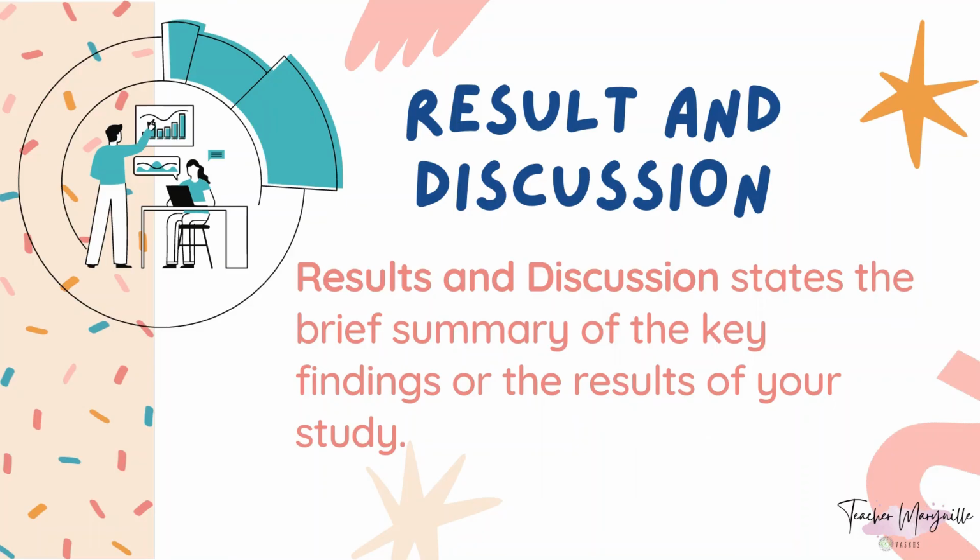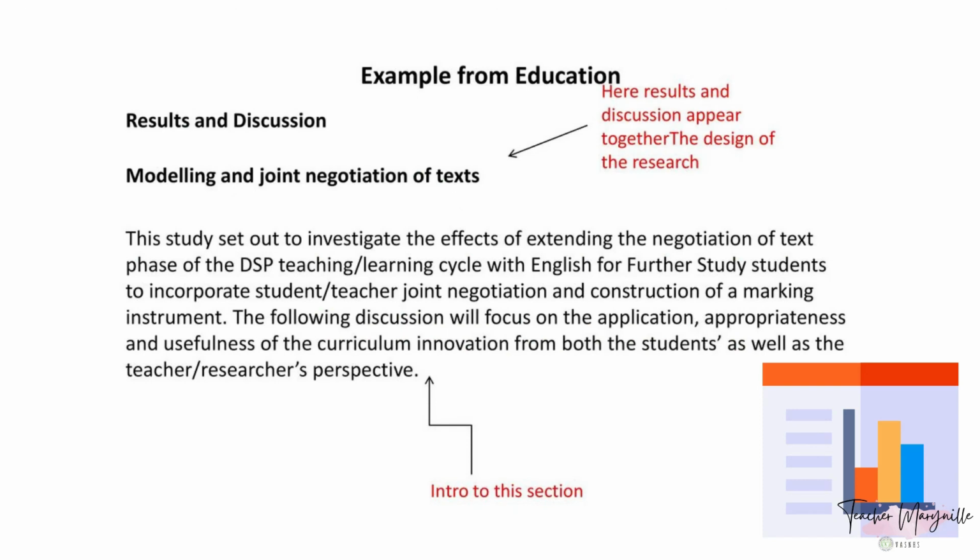The next is the result and discussion. The result and discussion states the brief summary or the key findings or the result of your study. Meaning after you collected the data, you try to interpret the data and write a report about the data. So here is an example of a result and discussion.